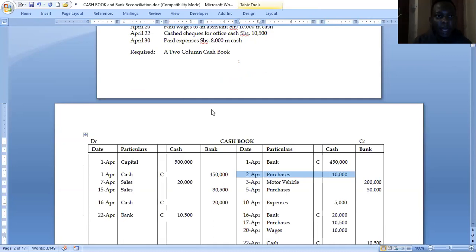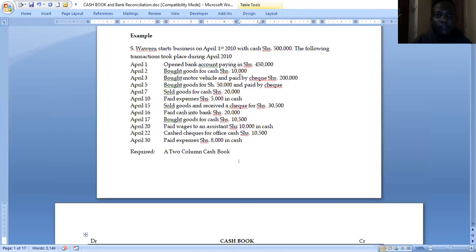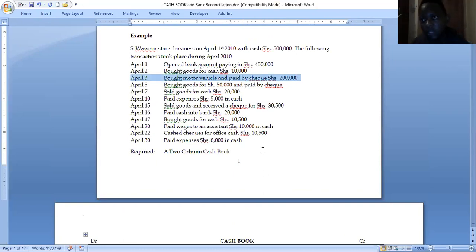And then we move on to the transaction that bought motor vehicle and paid by check, 200,000 shillings. So which two accounts are there? The two accounts are motor vehicle and the other account is bank account. Both are assets. So the motor vehicle account is going up, the bank account is going down. So motor vehicle being an asset which is going up, we're supposed to debit motor vehicle account. And then bank account is going down, so therefore credit bank account.